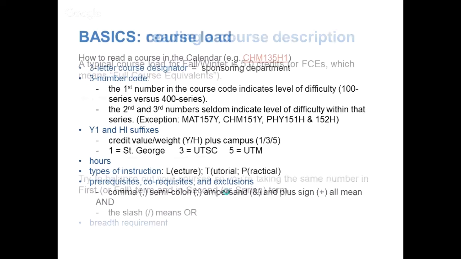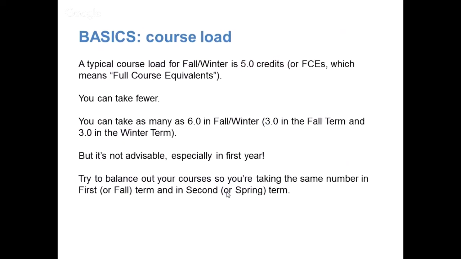All right. So typical course load for the fall winter is 5 credits. That is 5 full credits. More and more of our courses come as half courses. So you might take 5 half courses in first term, 5 half courses in second term. That's 10 half courses or 5 credits.